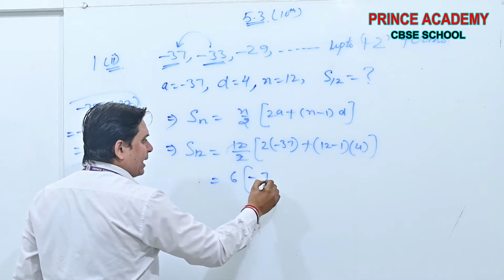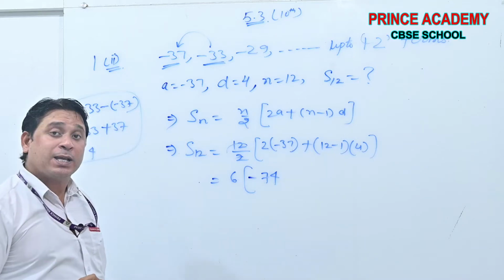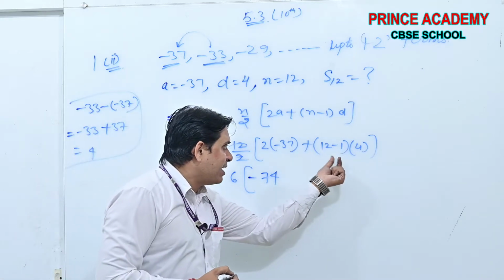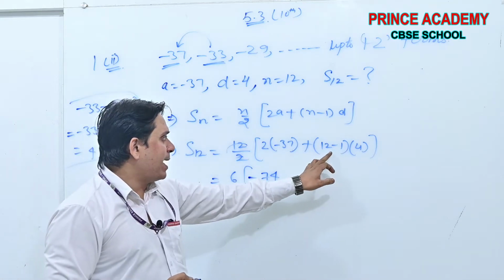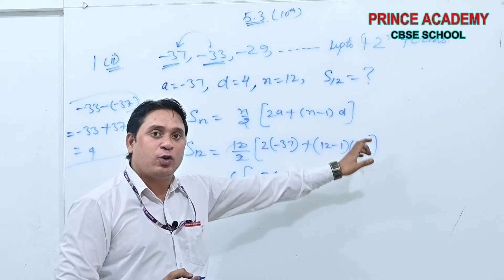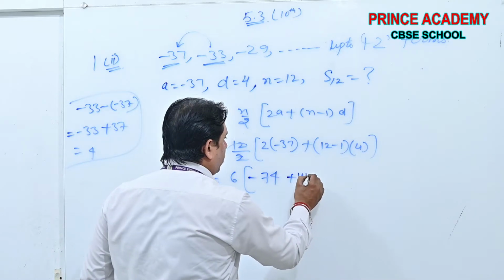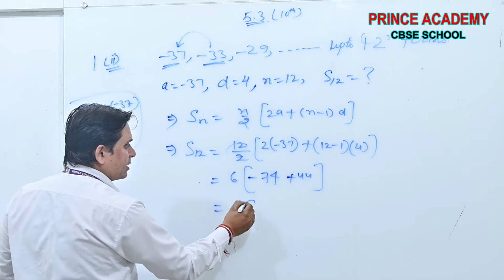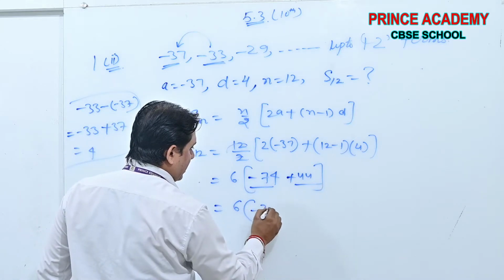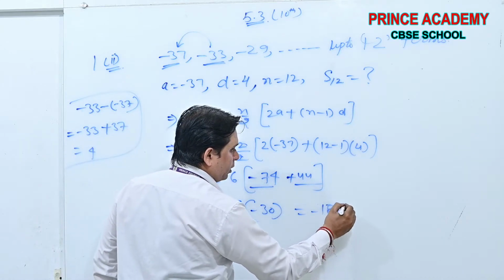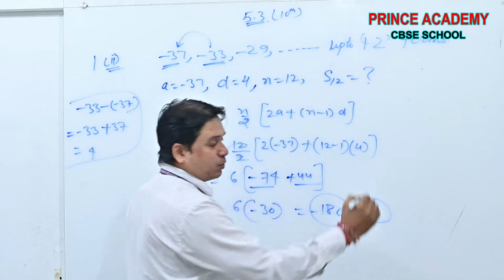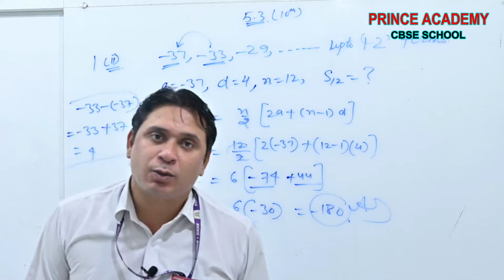37 2s are minus 74. Plus minus minus, 11 into 4. 12 minus 1 is 11, and 11 into 4 is 44. Then 6 into minus 74 plus 44, what is the output? This is minus 180.